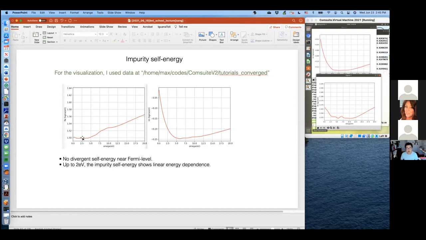So we have an almost flat real part of the self energy, and it becomes linear in frequency on the Matsubara axis. The imaginary part of the self energy is somewhat linear near the chemical potential. However, we have an upturn and it goes to zero here. But the important thing is that there is no divergence near the chemical potential. So it means that this solution is Fermi liquid-like, and up to 2 eV, we might just assume that our self-energy is linear in frequency.